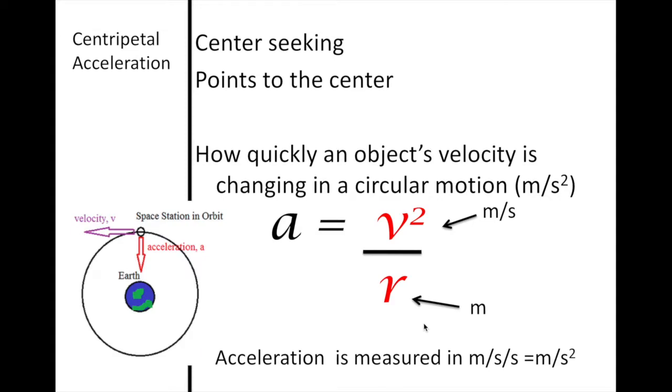Remember that velocity is measured in meters per second, and when you square this, it will become meters squared per second squared. Radius, the letter r, will be in meters. Acceleration is measured after everything is cross-canceled. It will be meters per second squared.